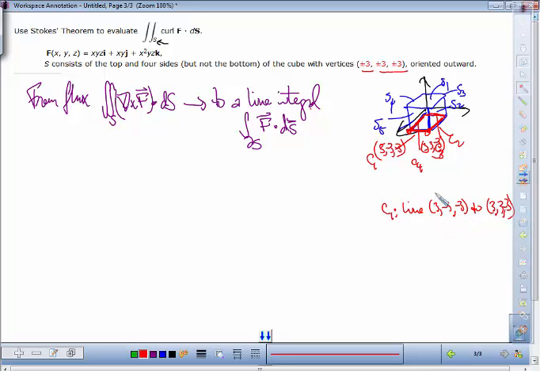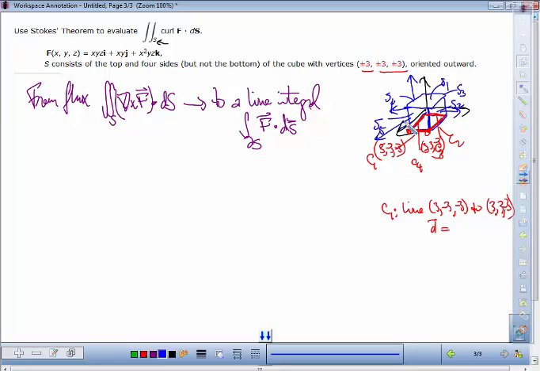Do you guys remember how to parameterize a line segment from one point to another point? You have to find the direction vector. So the direction vector would be head minus tail. And the direction is important here. Oh, wait. Let's figure out the orientation. The surface itself has an outward orientation. Now this thing's getting really confusing.